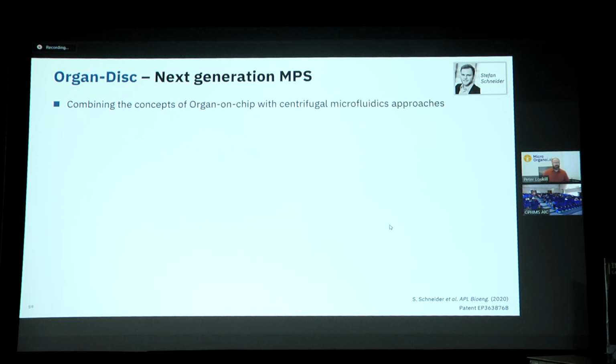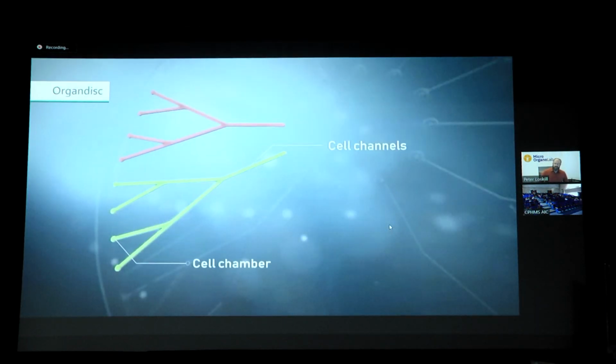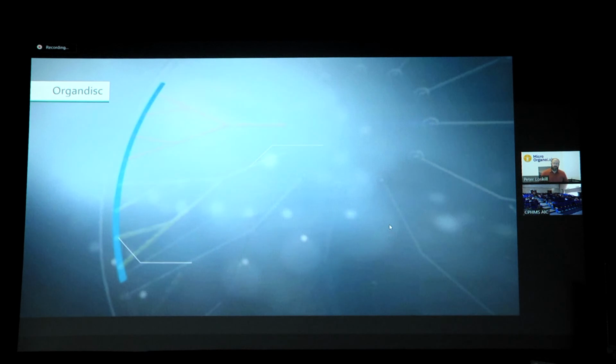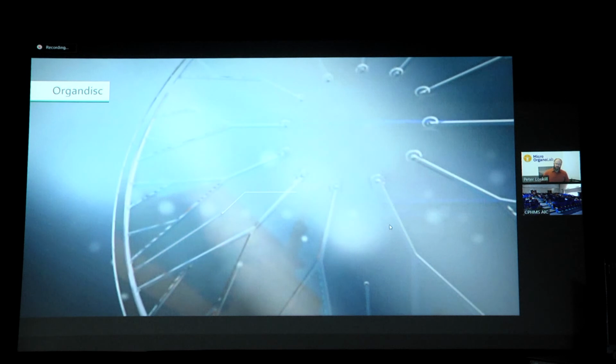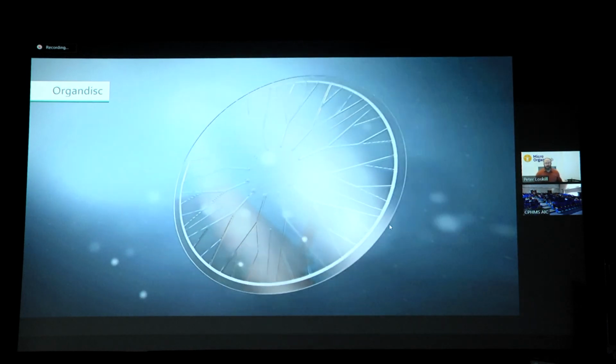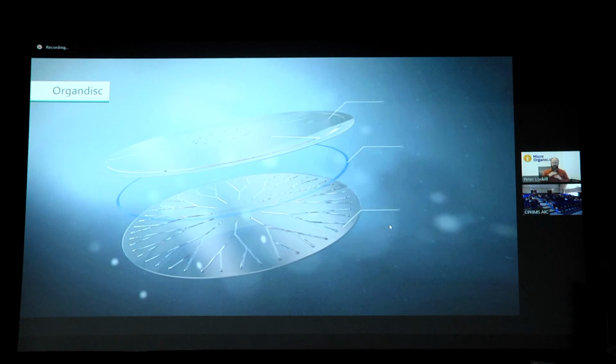And this is why we came up with what we call the organ disc technology, which combines the concept of organ on a chip with centrifugal microfluidics. And that's how it looks. So we worked with polymer discs, which have cell channels and media channels patterned in them. The cell channels and media channels run radially from the inside to the outside. The cell channels have tissue chambers at the end. And the tissue chambers and the media channels then sandwich a porous membrane, and thereby they are connected fluidically.